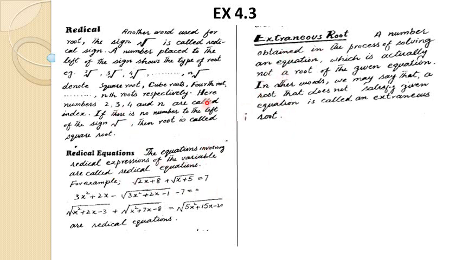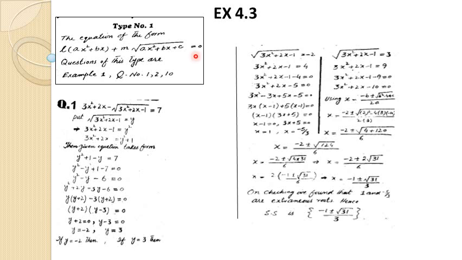So now I am going to start the questions of exercise 4.3. This is type number 1. You can see that 3x square plus 2x is the same expression in both places, so you can take it as common. So let y be equal to 3x square plus 2x.